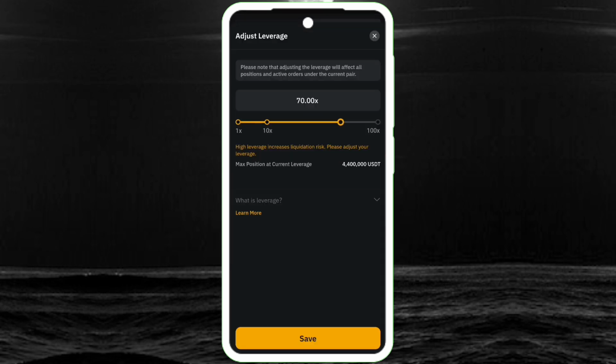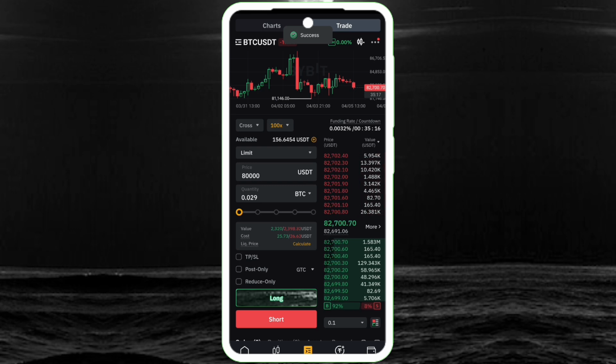Remember, you can use any leverage. You can use 100x leverage, you can use 200x leverage, depending on the exchange you are using. But the exchange I'm using for this is Bybit, which only has 100x leverage for BTC futures.